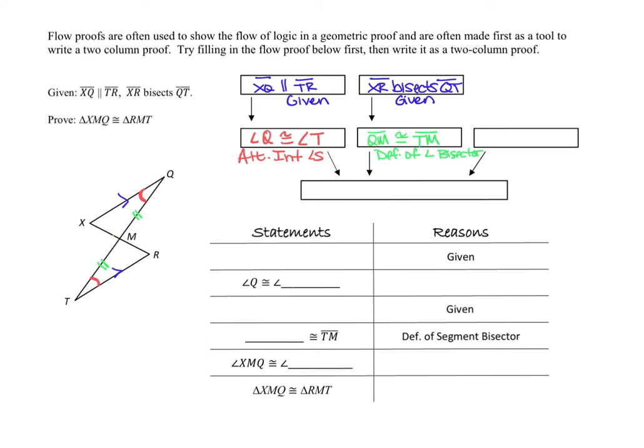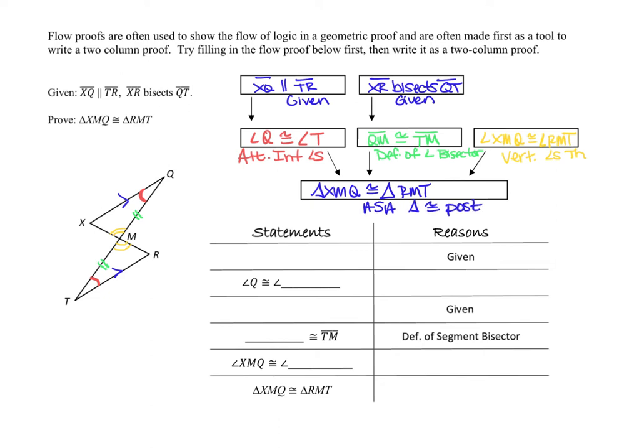The two angles in the middle are vertical angles. So we can say that angle XMQ is congruent to angle RMT by the vertical angles theorem. Now I can say that triangle XMQ is congruent to triangle RMT by angle, side, angle.